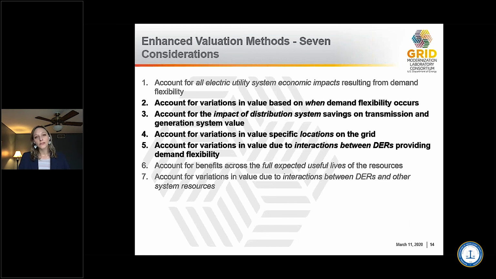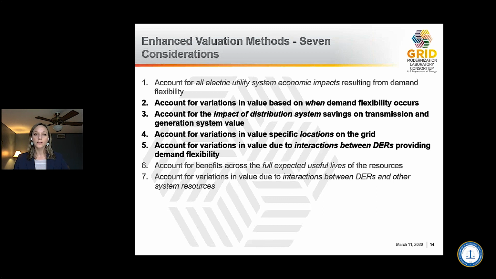So our forthcoming report has 7 different enhanced valuation methods. And in the interest of time, I'm only going to cover 4 of them, which are the bolded ones in the middle. The first one is accounting for all electric utility system economic impacts resulting from demand flexibility. And then the 6th and 7th one, accounting for benefits across the full expected useful life of resources and accounting for variations in values due to interactions between DERs and other system resources, are all important, but I wanted to focus on the 4 in the middle because they're a little bit more applicable for distribution system planning.